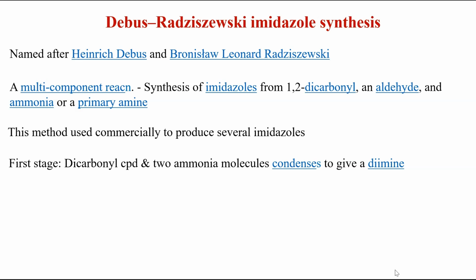As there are dicarbonyl compound, aldehyde and ammonia. In the first step, the dicarbonyl compound, 2,3-diketone if I take, or R-CO-CO-R. The R may be two different alkyl or aryl groups. The 1,2-dicarbonyl compound condenses with ammonia to give rise to diimine.